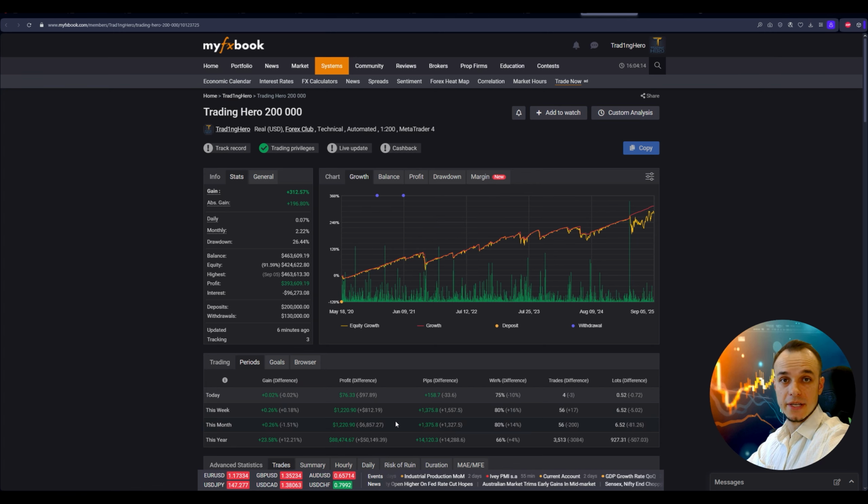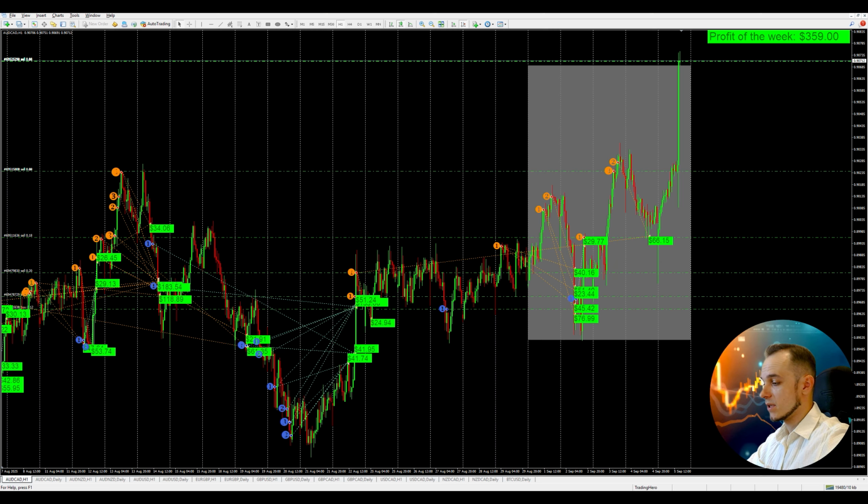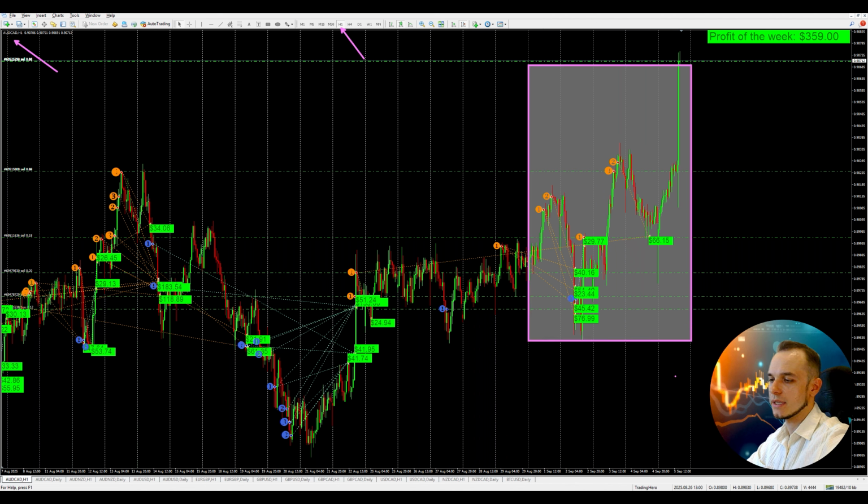Let's switch to the MetaTrader and check our trades. We'll start from the first currency pair. This is the Australian dollar against the Canadian dollar. We are on an hourly time frame. We highlighted the trading area of this week with a gray rectangle, and each vertical line separates one trading week.